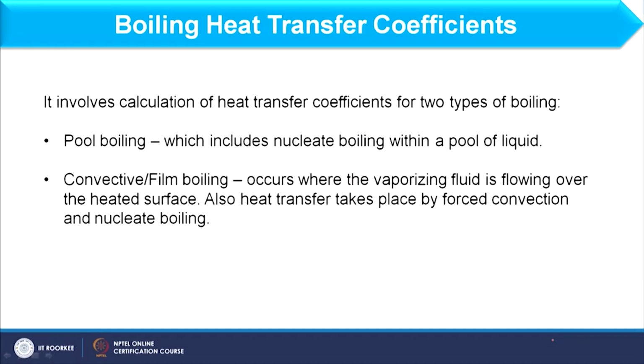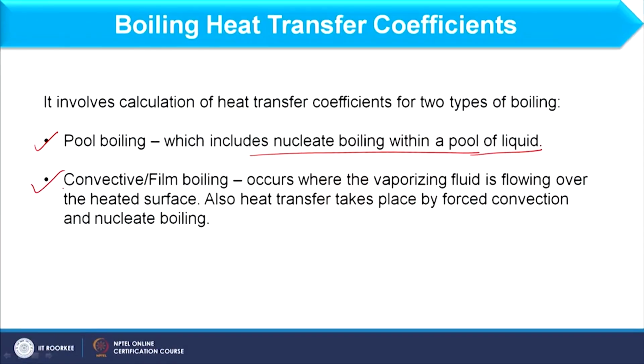Now, as far as types of boiling are concerned, we usually have pool boiling, which includes nucleate boiling within the pool of the liquid, because the bundle is completely immersed in the liquid if I speak about the kettle reboiler. So, in that case nucleate boiling will occur in a pool of liquid. Next, I have convective boiling or film boiling. It occurs when the vaporizing feed is flowing over the heating surface.